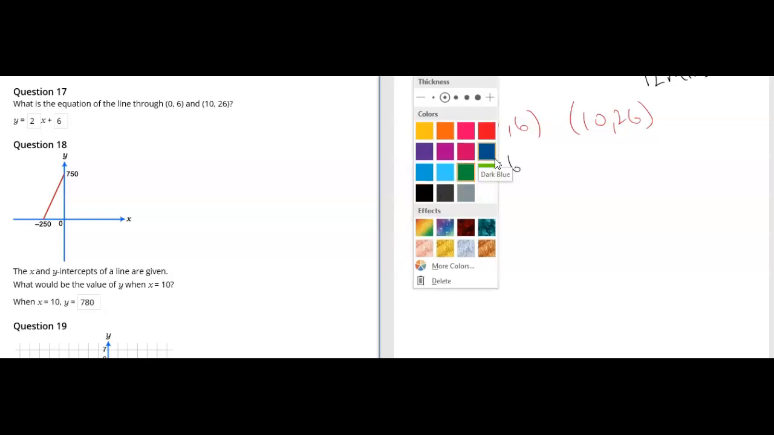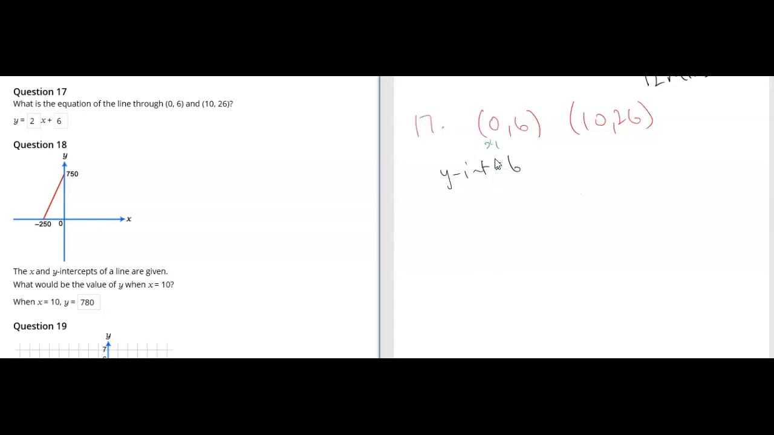Okay, so let's write this one down. All right, this first point you can see, because the x coordinate is 0, your y-intercept is going to be 6. And then all you have to do is calculate your gradient. So let's label it x1, y1, x2, y2, and then we just substitute it into the gradient formula.